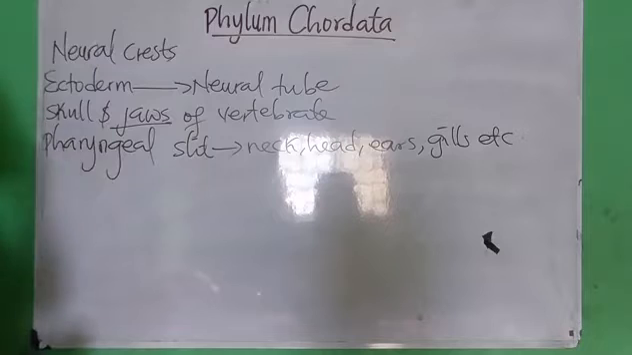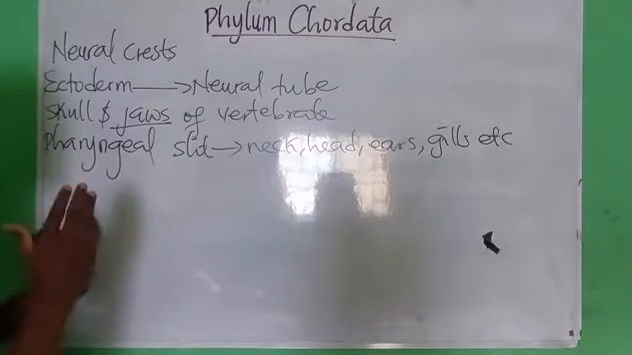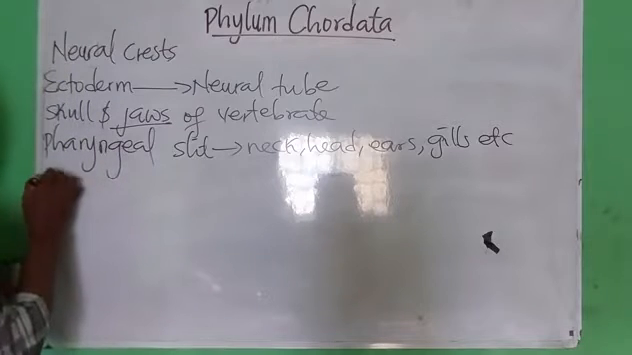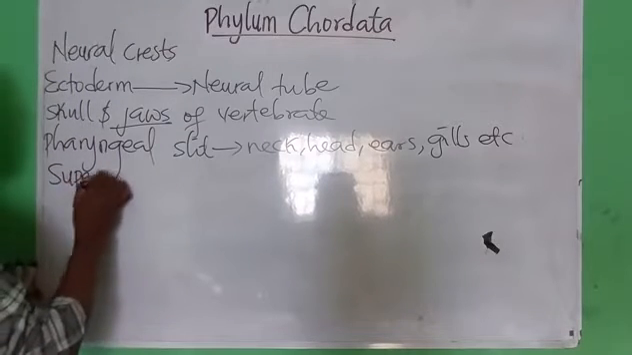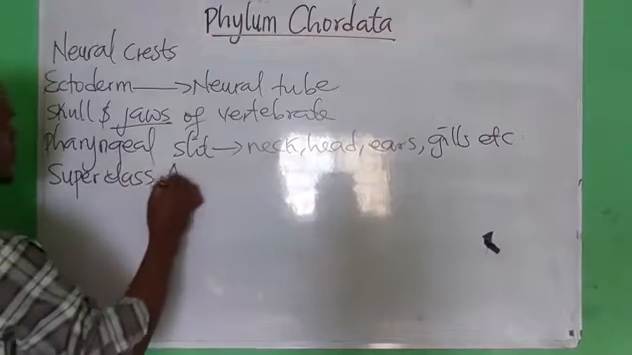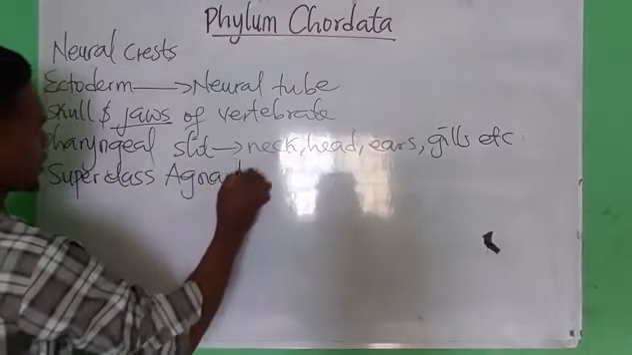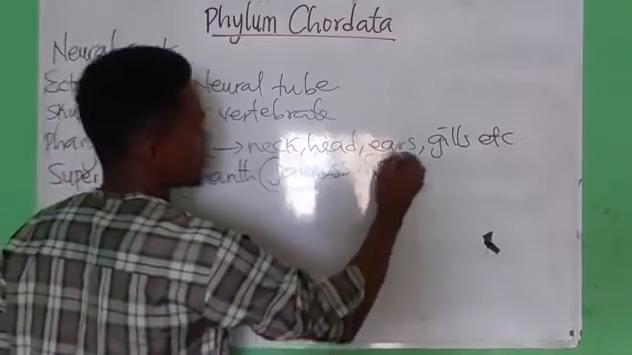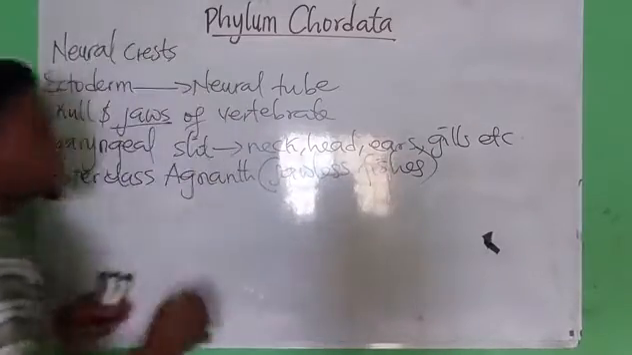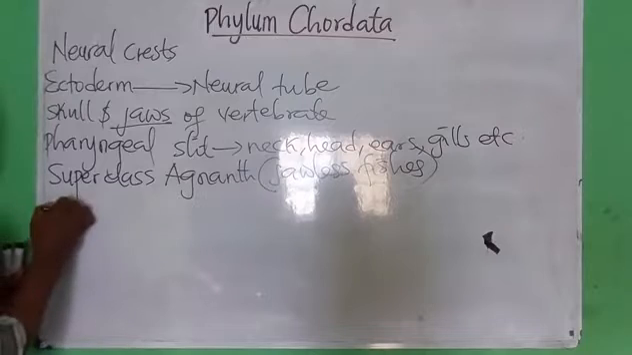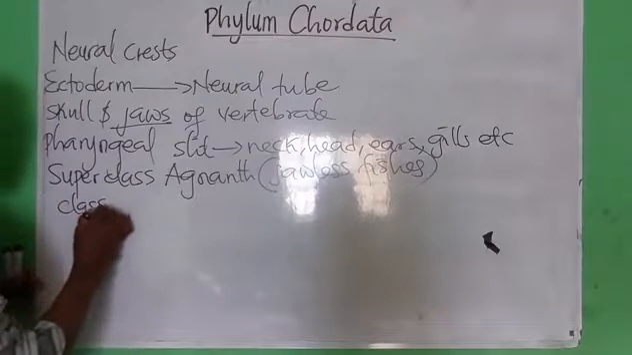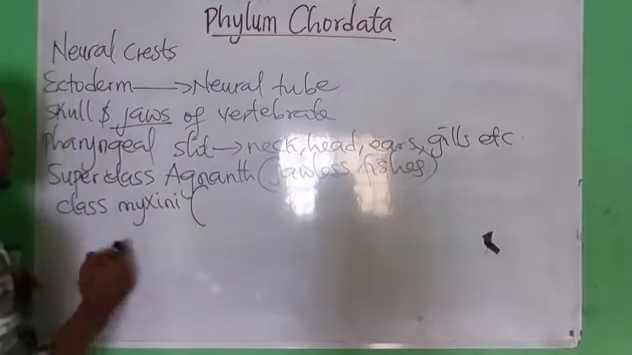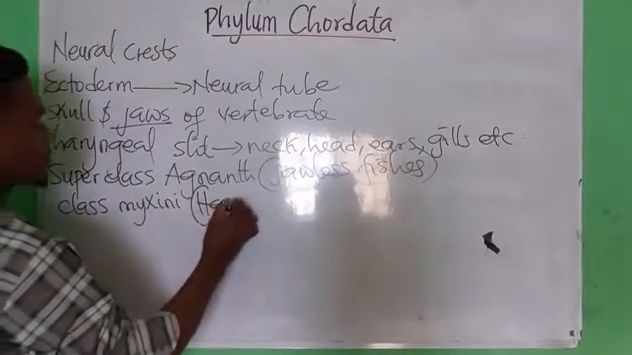Now, based on jaws, we have two superclasses. We have superclass Agnatha. This tells you the jawless fishes belong to this superclass. You now have class Myxini. Myxini, that is where you have the hagfishes.